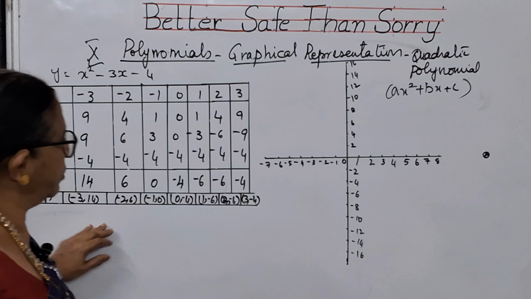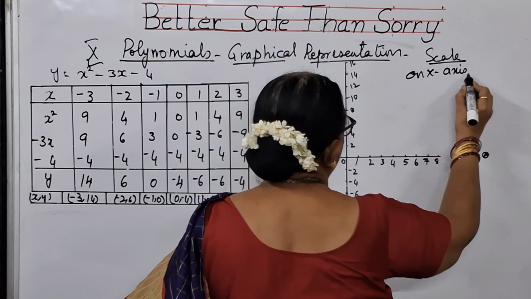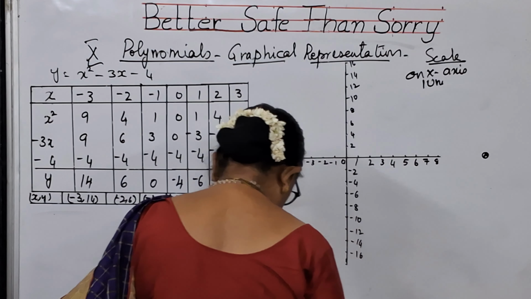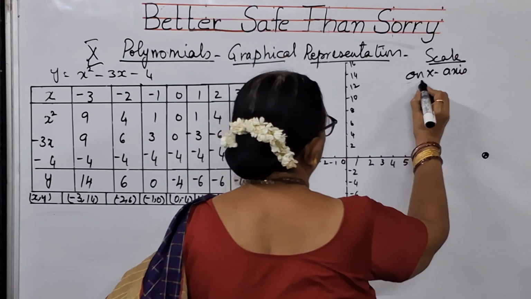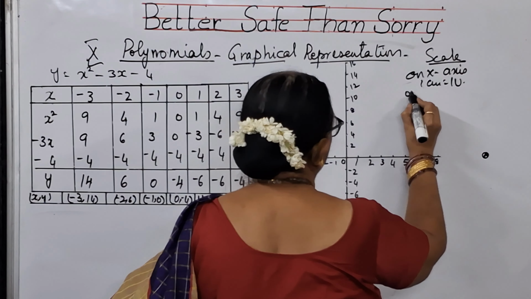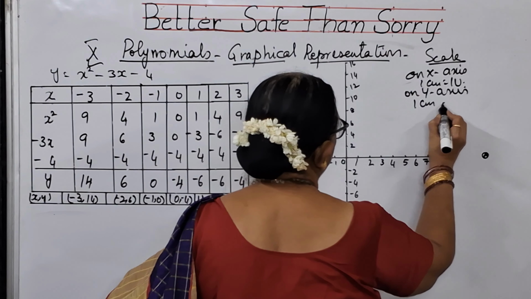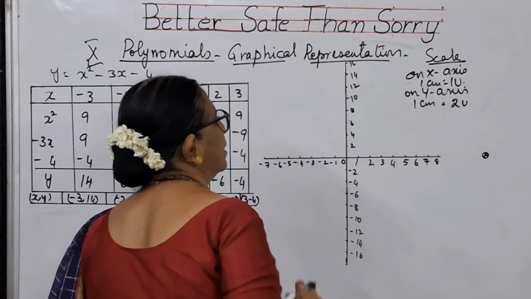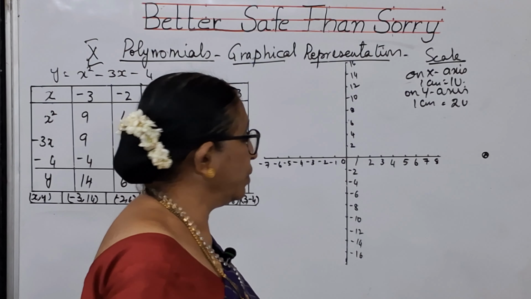What is the scale that I have taken? On the x-axis, 1 unit is 1 centimeter. We call it centimeters, no? So 1 centimeter is equal to 1 unit. And on the y-axis, I have taken 1 centimeter as 2 units. See children, 2, 4, 6, 8, like that I have taken, because within the given space, I need to fit all the numbers.